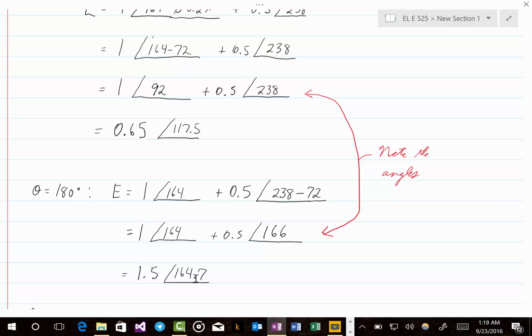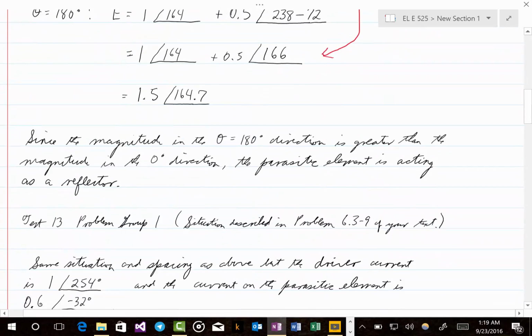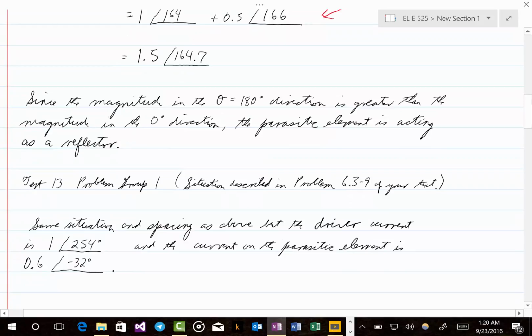And certainly, we've spent 2.5 lectures on this, which is just representative of the fact that it is an important topic, largely because Yagi-Uda antennas are very practical and widely used. So now let's discuss the first group of problems in test 13 before moving on to section 6.4.